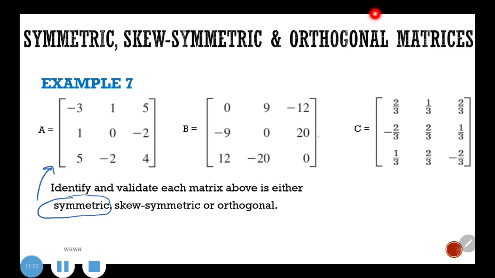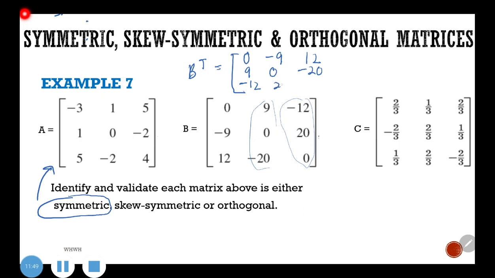Okay, what about B? Kalau you cuba transposekan dia, B transpose for this matrix, you akan dapat apa? 0, negatif 9, 12. Saya tukar jadi first column, jadi first row. 9, 0, negatif 20 akan jadi your second row. And the third column here akan jadi your third row. Negative 12, 20, 0. Will it be equals to B? Sama tak dengan B? Kalau tengok B ni kosong. Betul. 9 dia jadi negatif 9. Negatif 12 dia jadi 12.